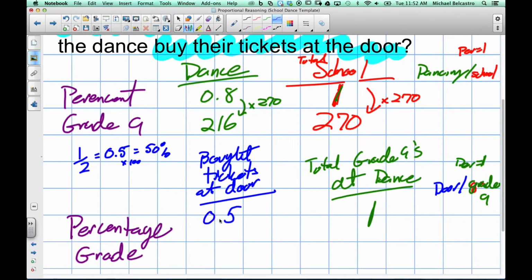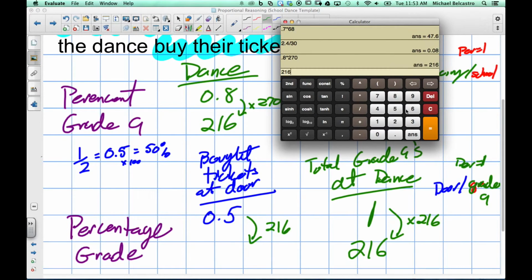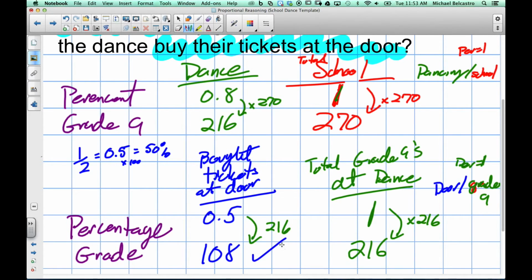Okay, so 0.5. So now that we have that set up, what's the total number of grade 9s at the dance? Well, the total number of grade 9s at the dance is 216. We found that out before. And we know to take the value of 1 to 216, we're going to multiply by 216. So that same concept, we need to multiply 0.5 by 216 to figure out how many of those grade 9s bought their tickets at the door. So we take 216 times 0.5 is equal to 108. Perfect. So we just figured out that 108 students of those grade 9s bought their tickets at the door.